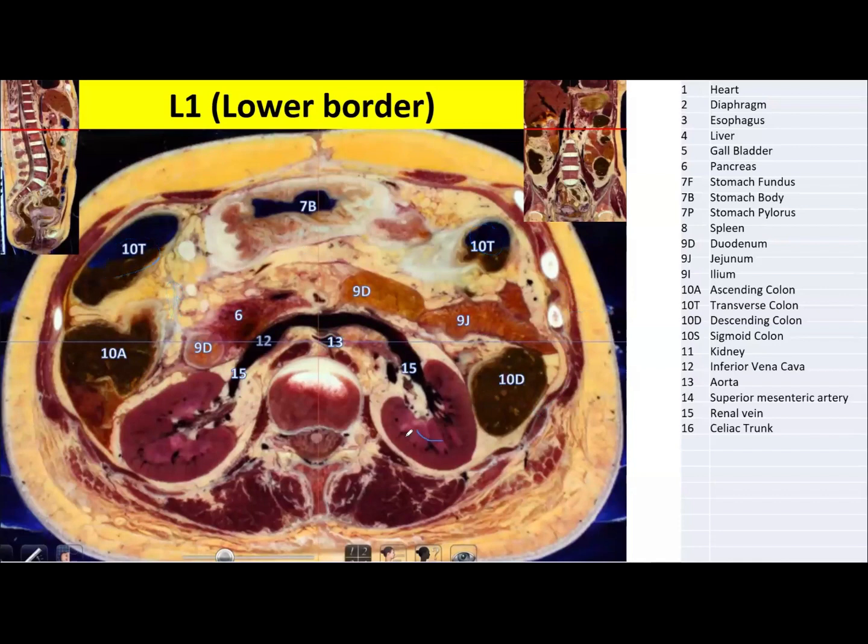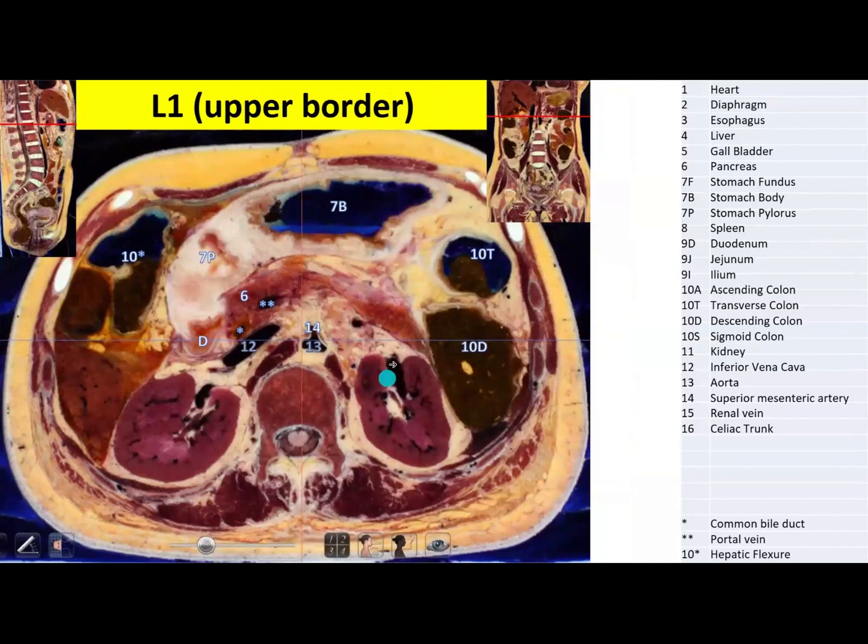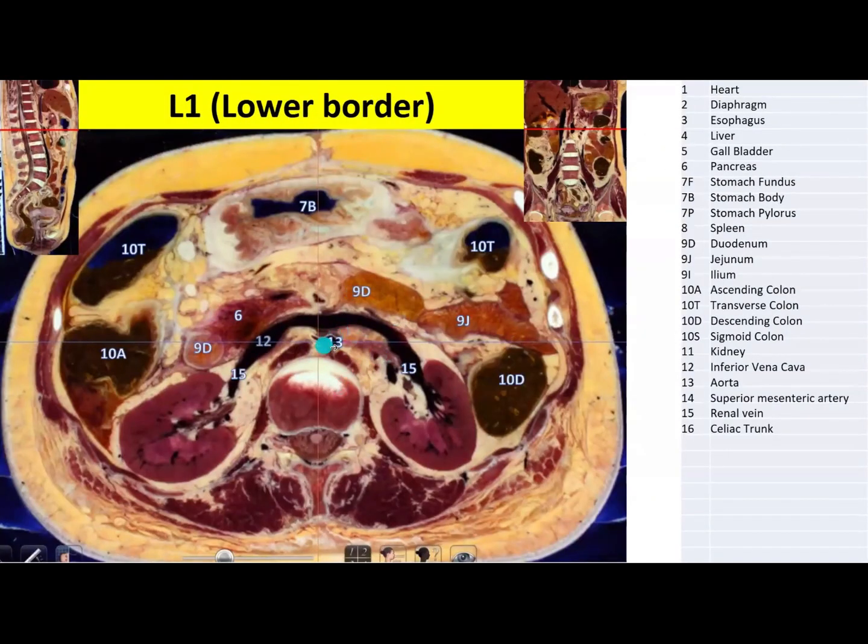Then you have the kidneys. And how do you know that you're in the lower border of L1? You find the renal veins. The second you see renal veins, lower border of L1. The second you see the hilum of the kidney, you are in the upper border of L1. The second you see the renal veins, lower border of L1. Okay, that's how you differentiate between the vertebral levels.